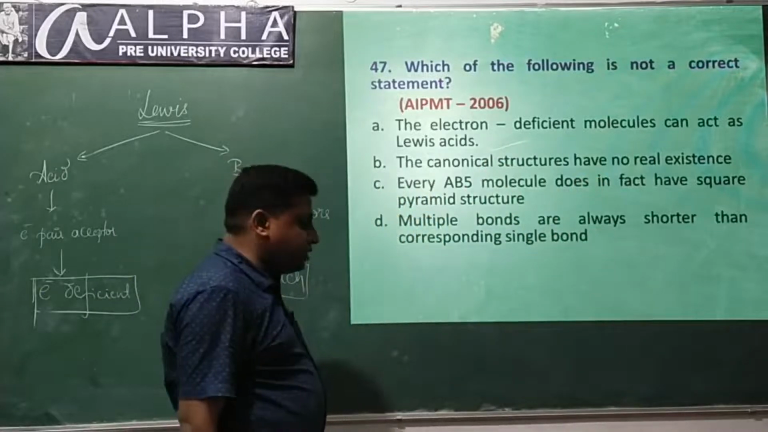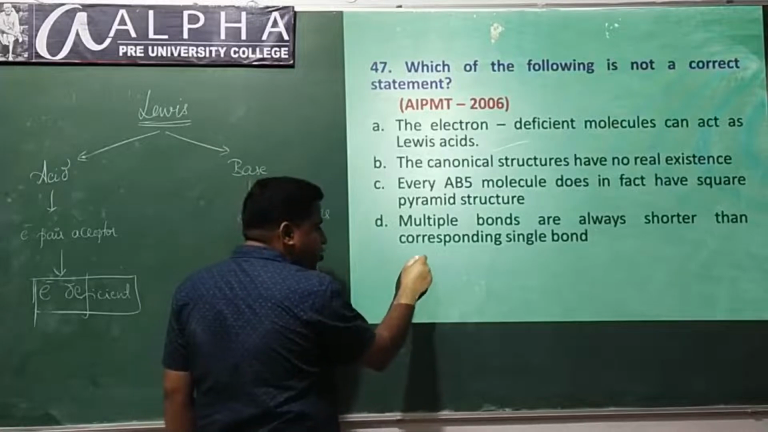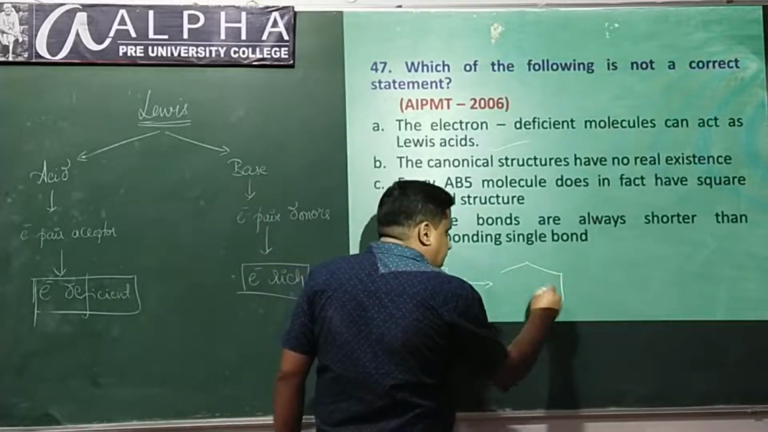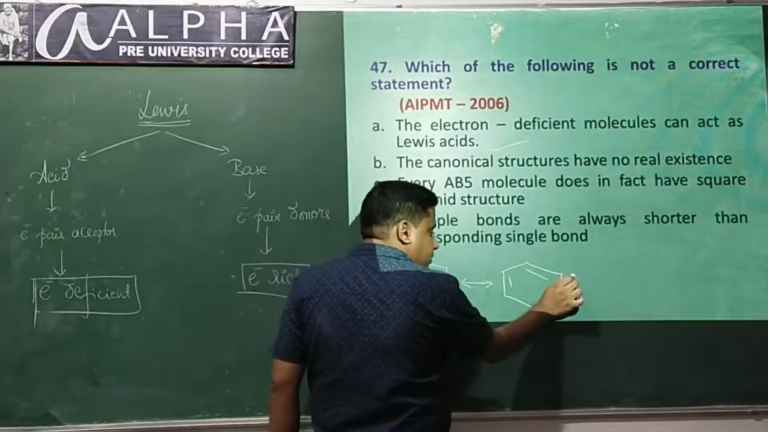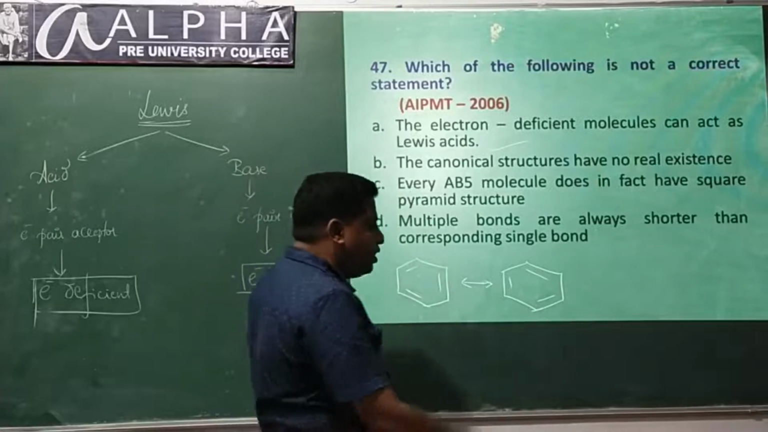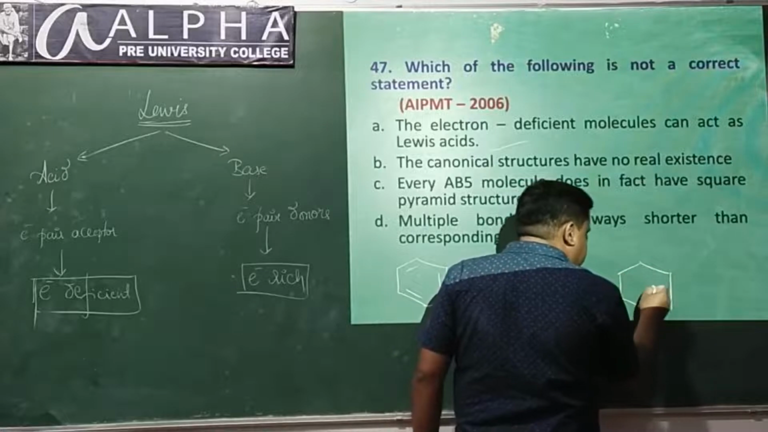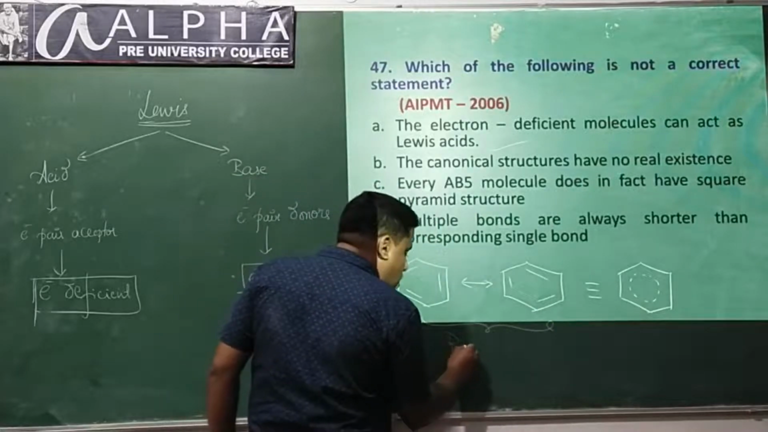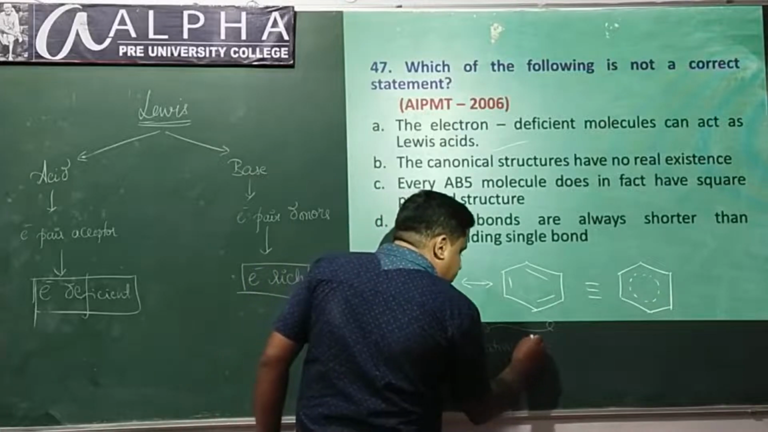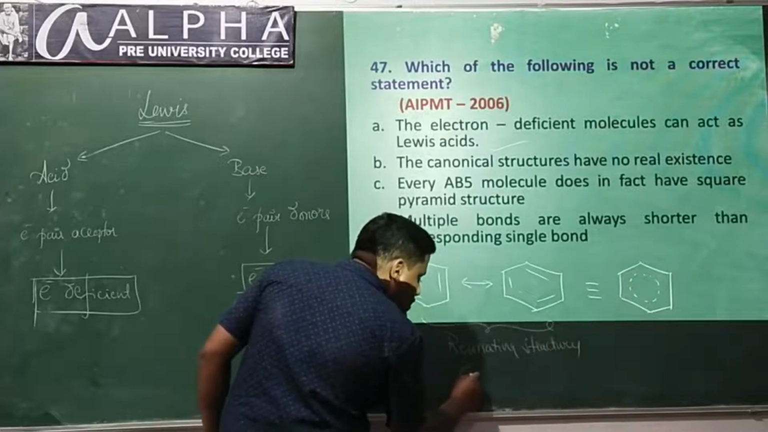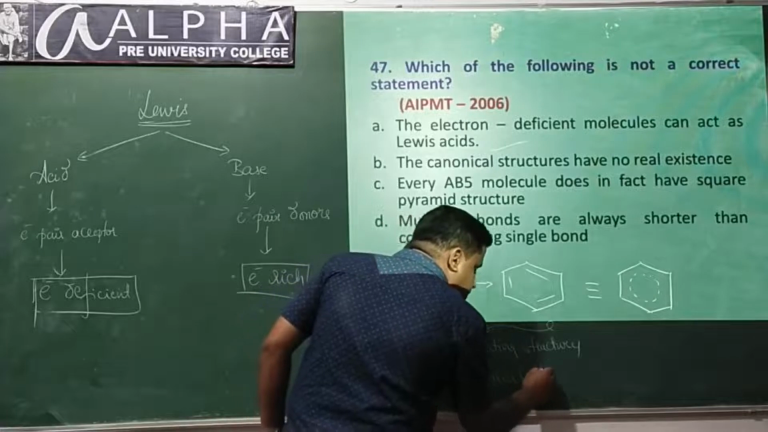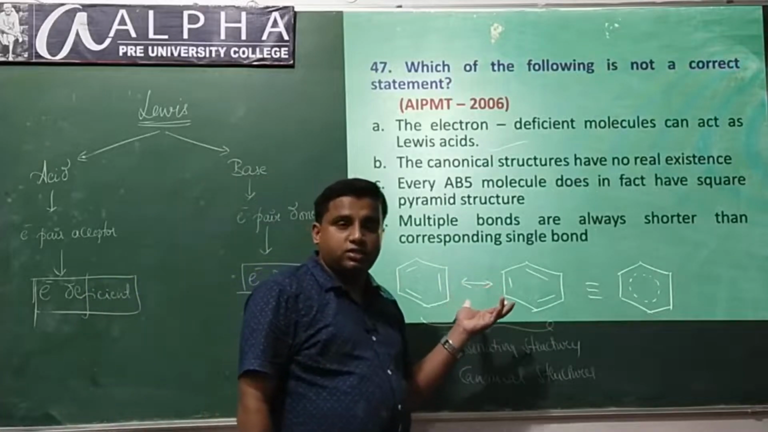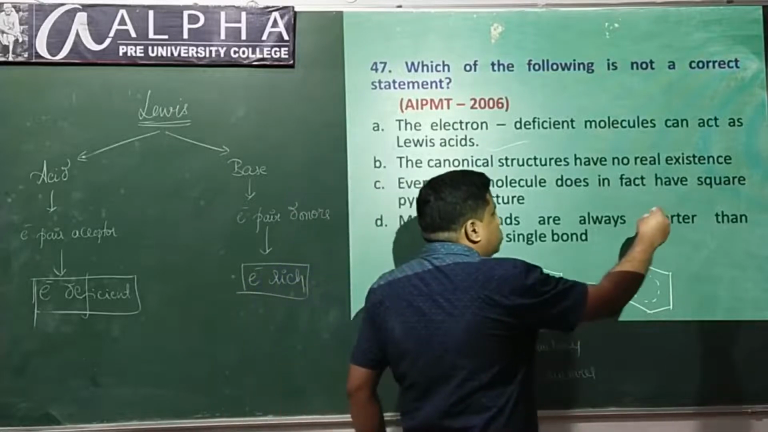Canonical structures have no real existence. For example, if you write the resonance structure of benzene, this is one resonance structure of benzene, and this is another. We write the resonance hybrid like this. These two are called resonating structures, or also canonical structures. Canonical structures do not have real existence. So option B is also correct.